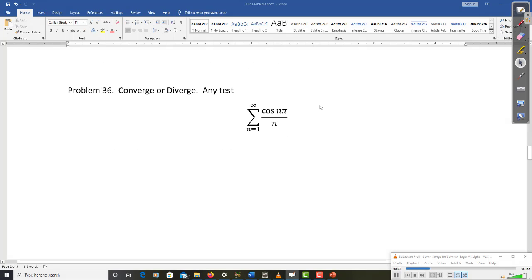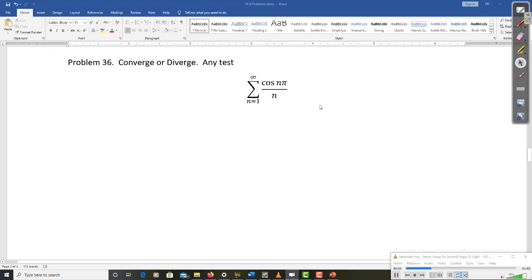Generally, though, on all of these, I'm going to check for absolute convergence just to see. So cosine n pi. This is not alternating. Or is it? Let's see. 1 pi, 2 pi, 3 pi, 4 pi. Yeah, it actually is alternating. I didn't really think about it because it doesn't have an alternating series factor, but it does alternate between positive and negative. That's kind of interesting.